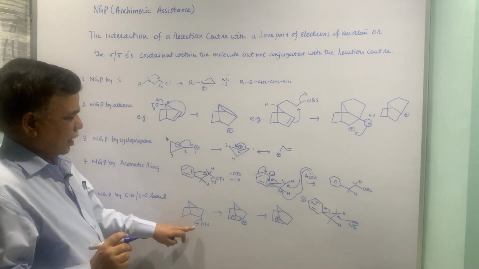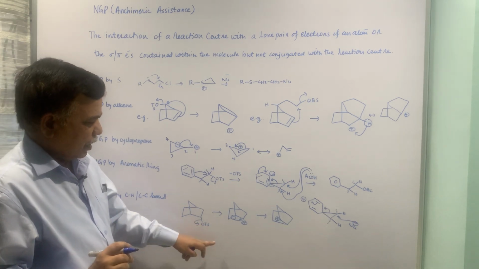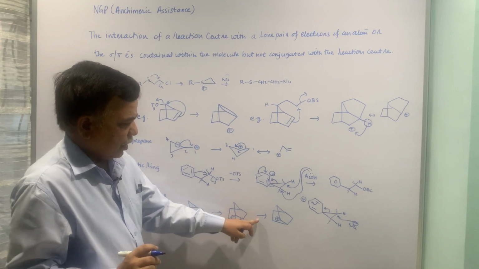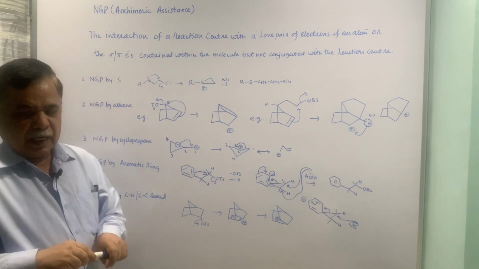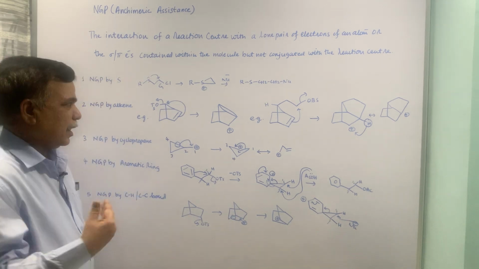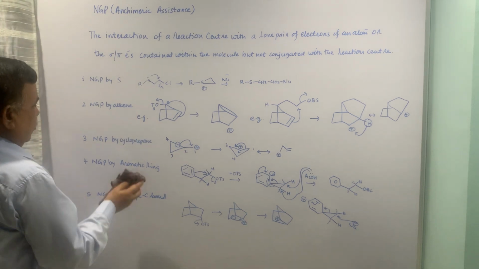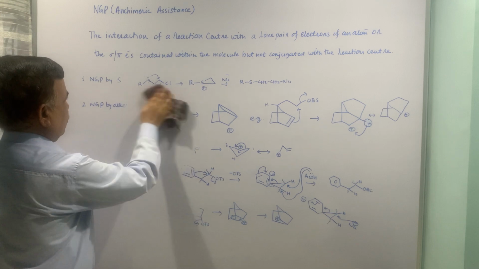Now this is non-classical carbonium ion. This tosylate is a better leaving group. Now this departs, and now this sigma bond participates, and you get this carbonium ion. Now this carbonium ion, if you add nucleophile, it will interact with it and it will give rise to the similar product. So some examples we have to see.